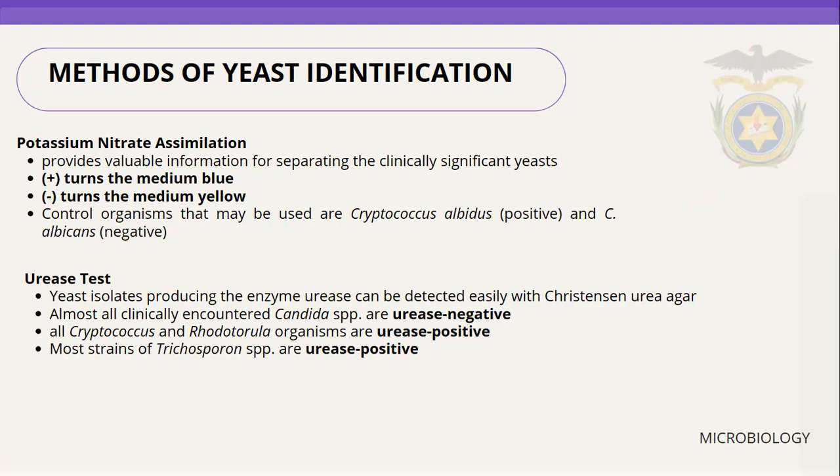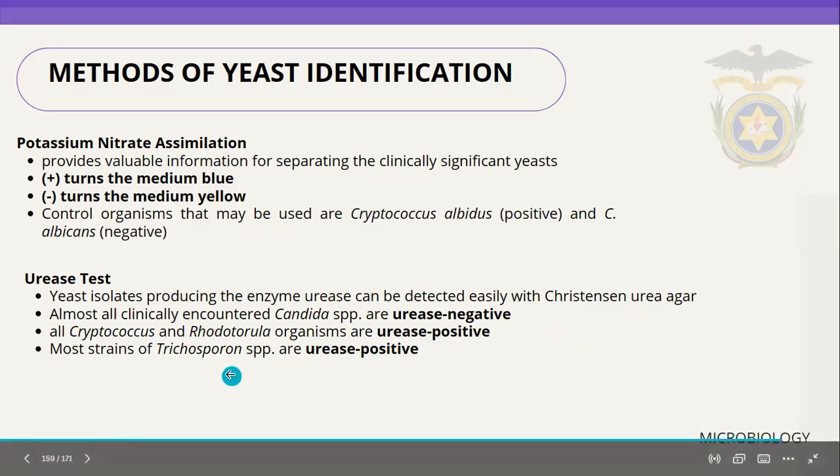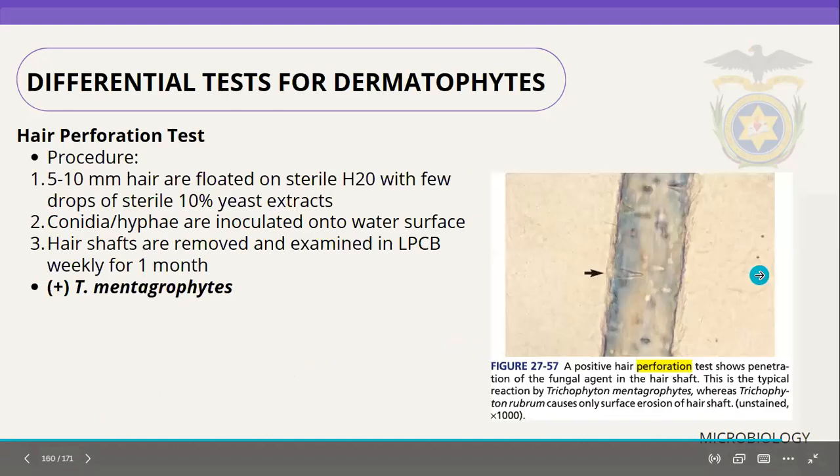And the last test we have for yeast identification is our urease test. In this test, yeast isolates producing the enzyme urease can be detected easily with Christensen urea agar. Almost all clinically encountered Candida species are urease negative, and all Cryptococcus and Rhodotorula organisms are urease positive. Most strains of Trichosporon species are urease positive.